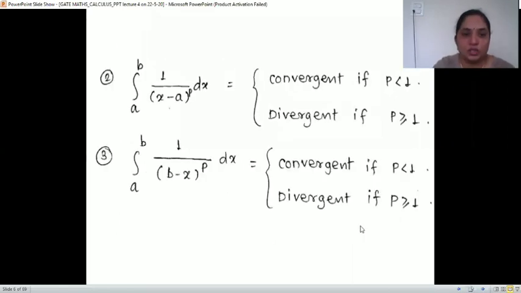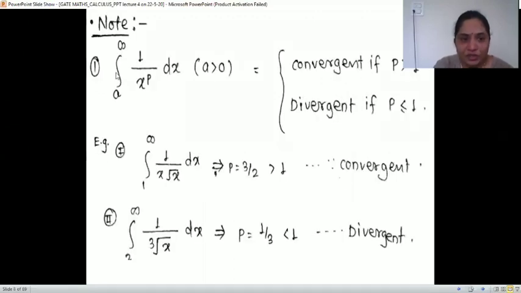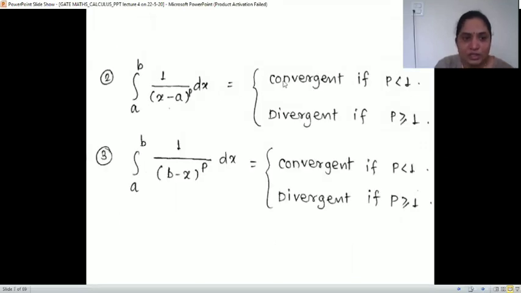Next rule, or we can say formula: integration from a to b of 1 upon x minus a raised to p dx is convergent if, exactly opposite to what I told you yesterday. If it is just x raised to p, then for p greater than 1 it is convergent. But in this case, x minus a raised to p is convergent if p is less than 1, and is divergent if p is greater than or equal to 1.